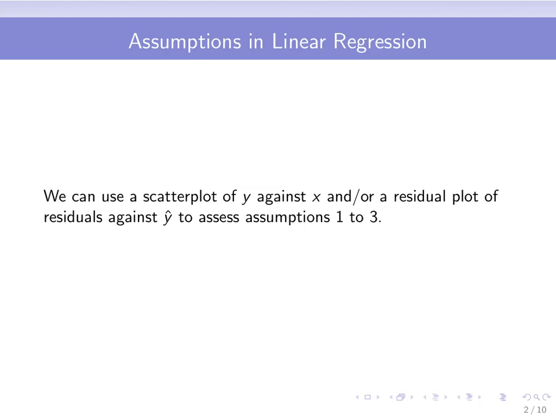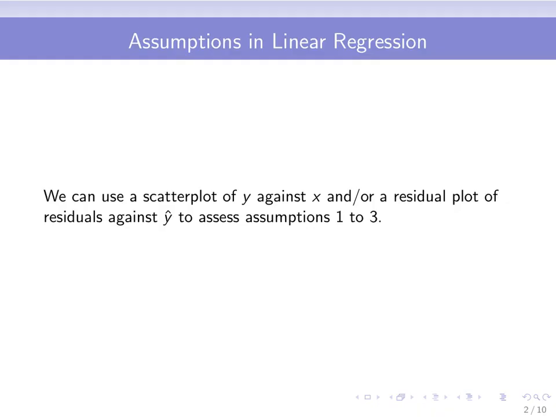So the first three assumptions are that there's a linear relationship, the average value of the errors is zero, and that the errors have a constant variance, right? So the errors are the values in the population. So what we'll do is we'll look at a residual plot. The residual is the sample version of the errors. So we could use either the scatter plot or the residual plot.